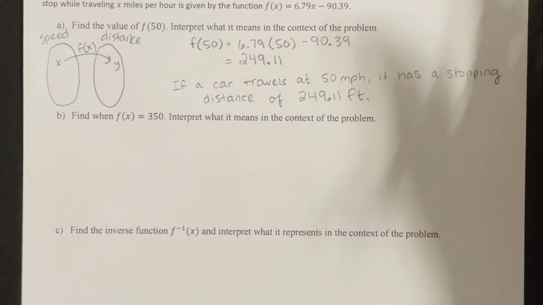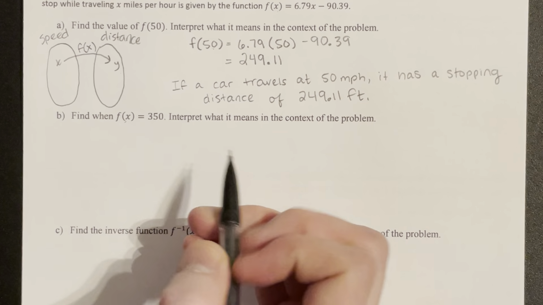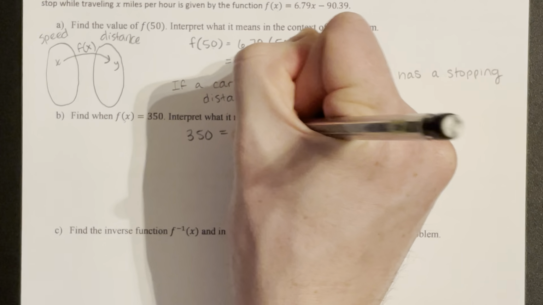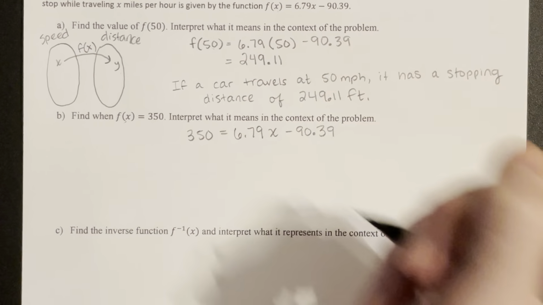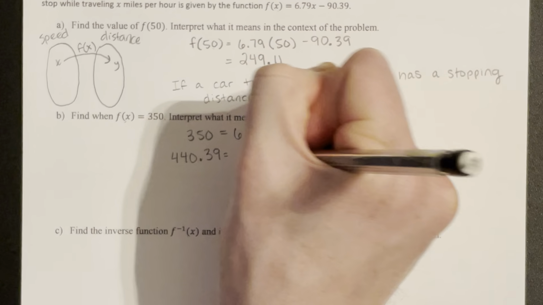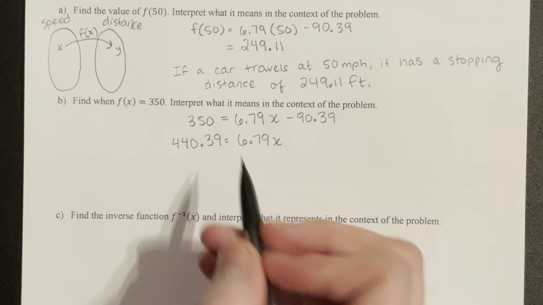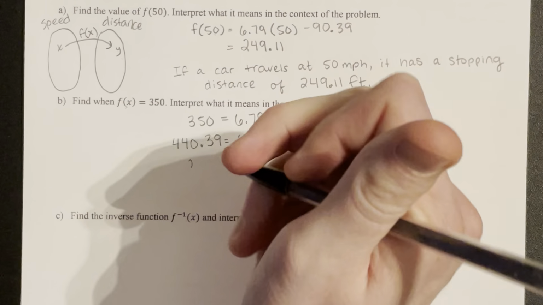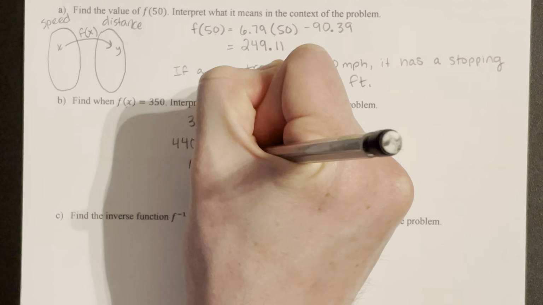Now B says f of x equals 350. So we don't know the input, but we do know the output is 350. If I plug that in, 350 for f of x, now we're solving for x. So I'd add 90 and get 440.39. And then we would divide, and you can use your calculator for that. So we divide both sides by 6.79 and get 64.86.